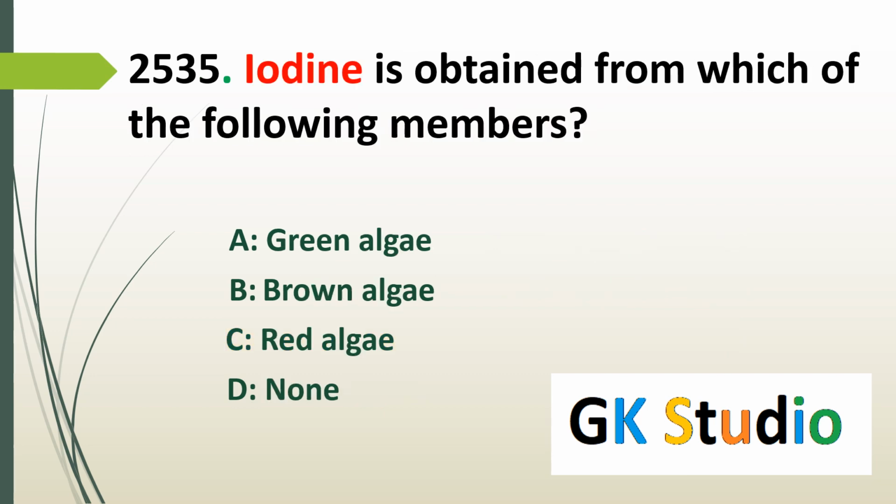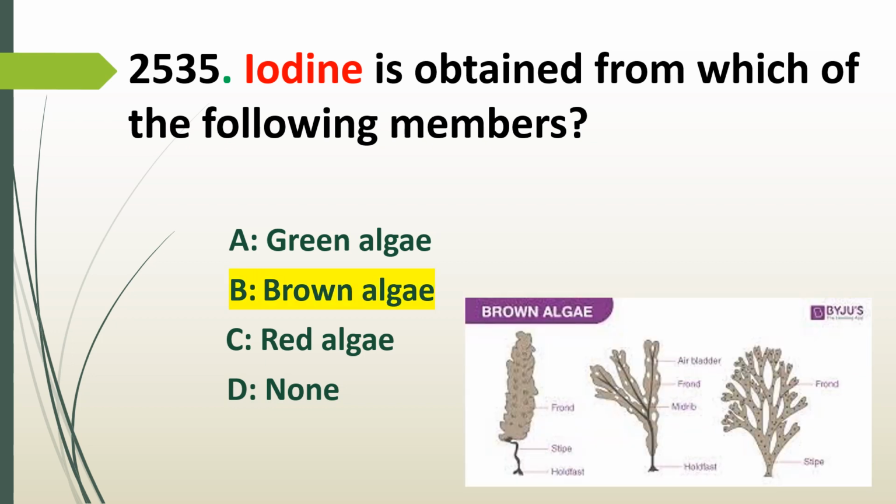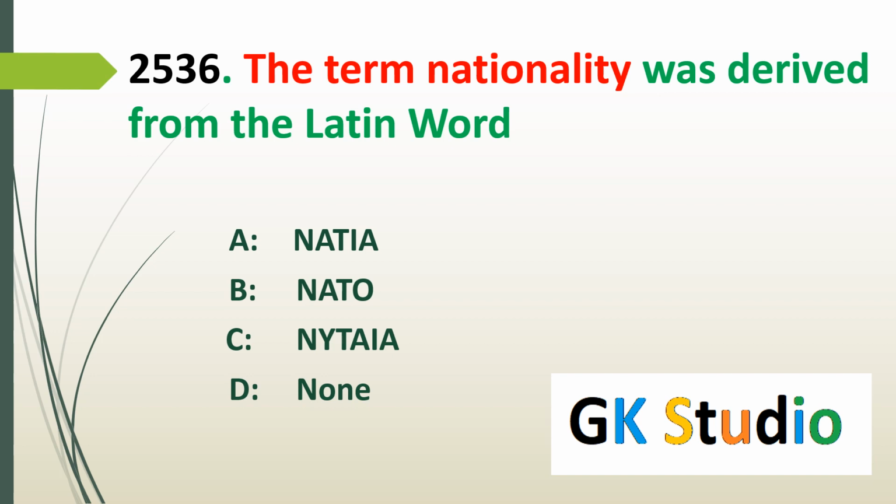Iodine is obtained from which of the following? Brown algae. The term nationality was derived from the Latin word natia. Nationality word derived from Latin word natia.